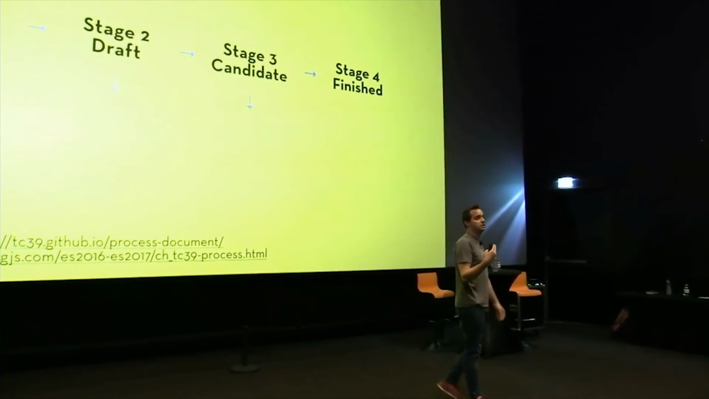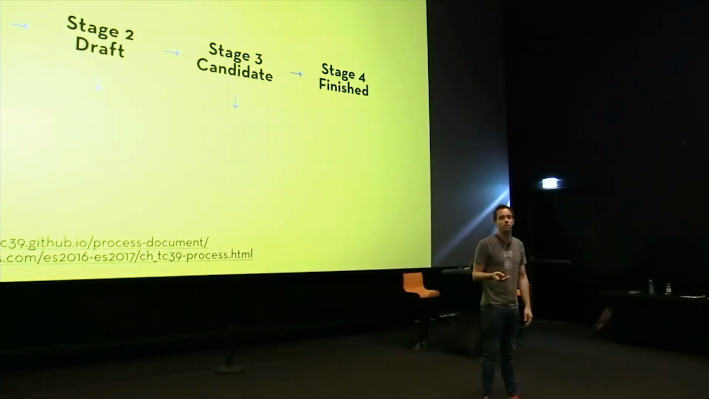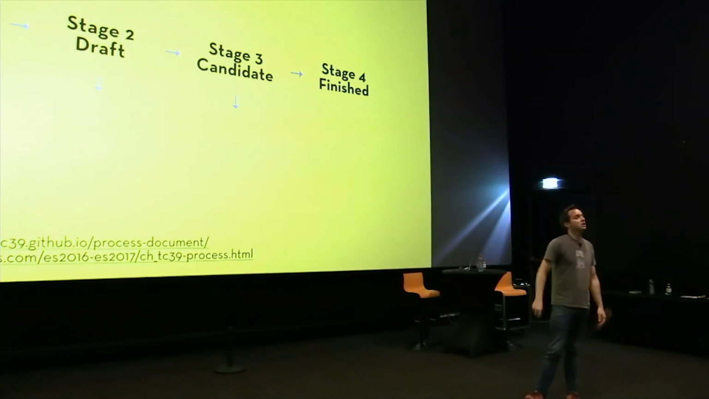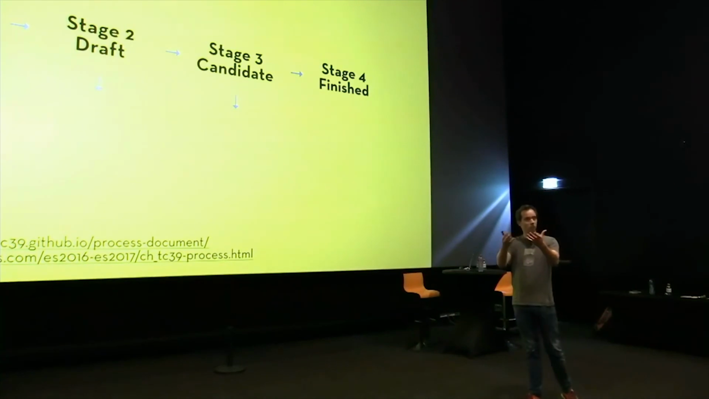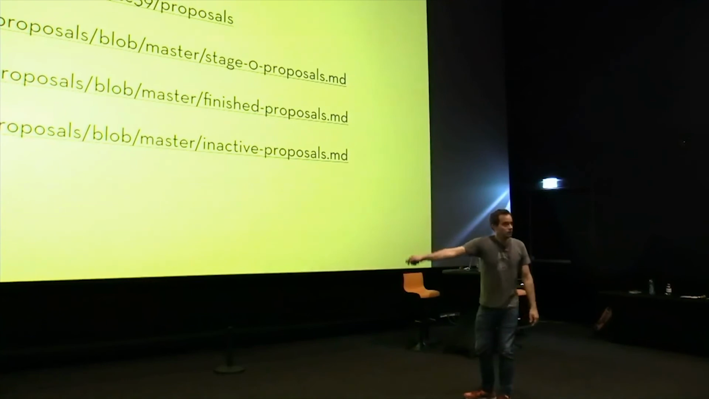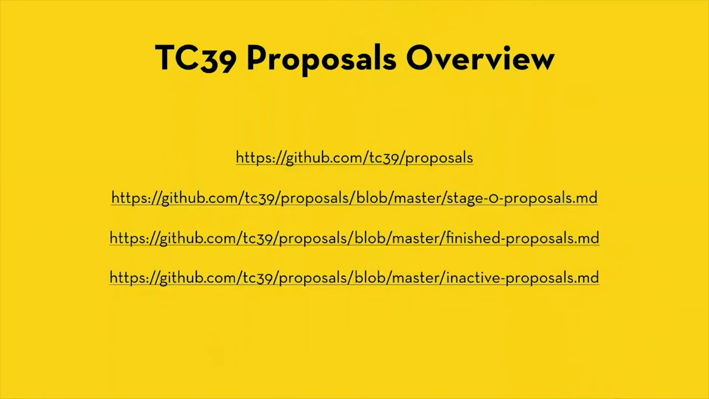An example is Object.observe. That was a proposal submitted by Addy Osmani. It reached stage 2, and then it got dropped all of a sudden because there were other solutions to the problem it was trying to solve. And you can find all these proposals online. So this is the main source for what I'm about to tell you now.